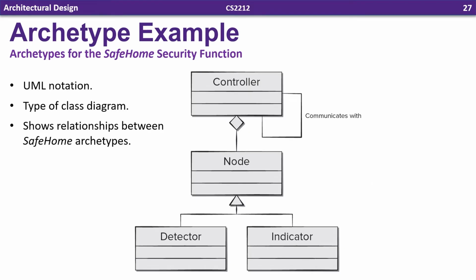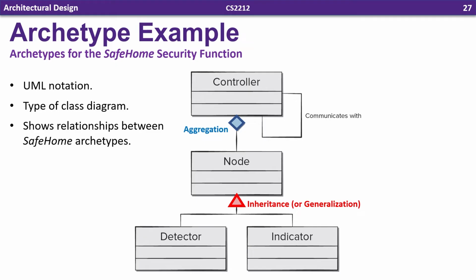What we're looking at right now is a very abstract UML class diagram that only shows basic relationships and class names. We can use this kind of diagram to show archetypes and the relationships between them. Each class shown here is an archetype in the SafeHome example. Let's review what we should already know based on our UML knowledge so far in the course. This empty diamond is aggregation. This relationship type means that a controller is made up of one or more nodes.